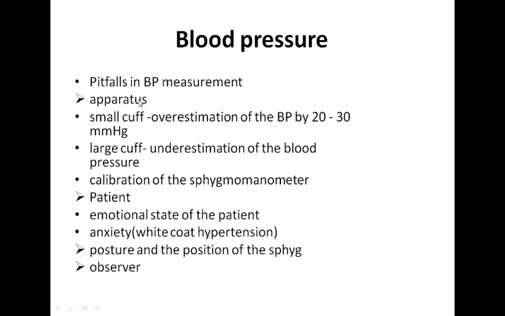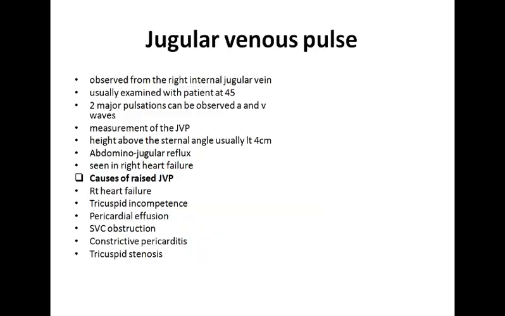If you are not choosing the correct apparatus, you can get the wrong readings. If the cuff size is small, then you will overestimate the blood pressure. If you have used a large cuff, then you will underestimate the blood pressure. Calibration of the sphygmomanometer is also very important. Patient factors can also give rise to wrong readings. For example, emotional state, stress, or anxiety of the patient can give rise to higher readings. And again, observer factors also give rise to some misreading of the blood pressure.